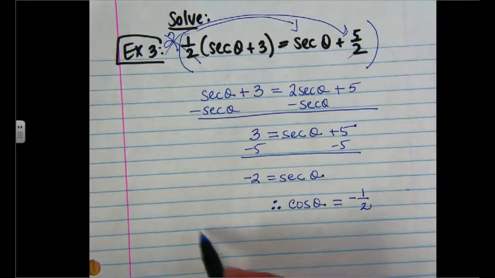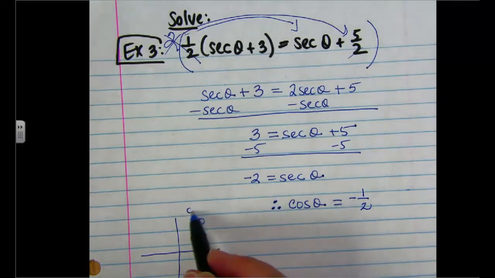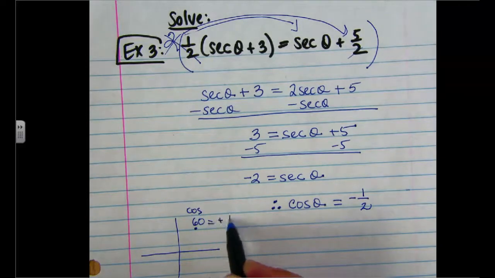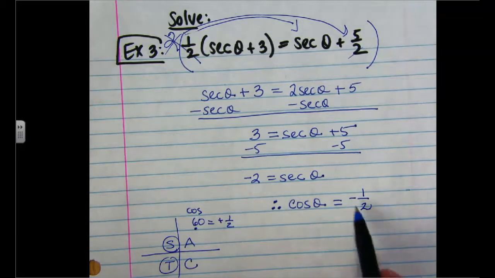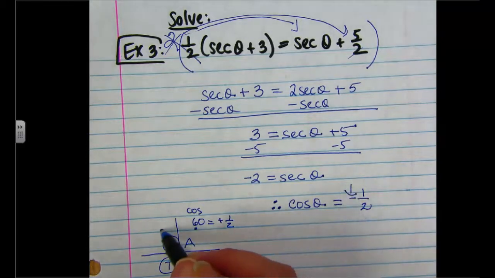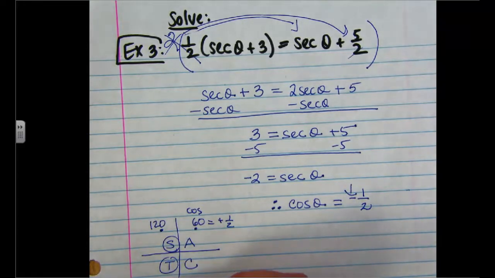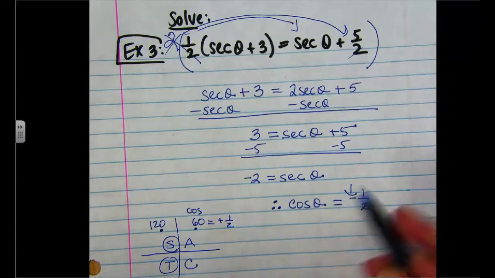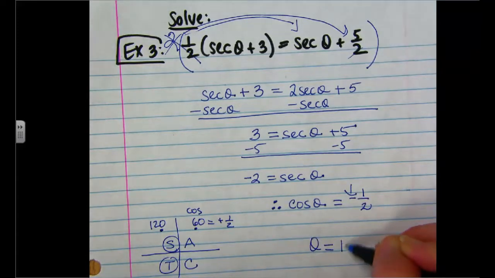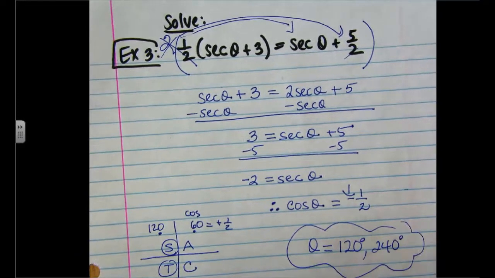It's reciprocal. Going back to your unit circle, cosine's positive 1/2 at 60 degrees. So I need the 60-degree children in the quadrants where cosine is negative. So the 60-degree children in quadrants 2 and 3 are 120 and 240 degrees. So for this equation, theta is 120 degrees and 240 degrees. That's it. Notice we almost always have 2 answers when we're solving these first degree equations. Keep practicing and memorizing your unit circle.